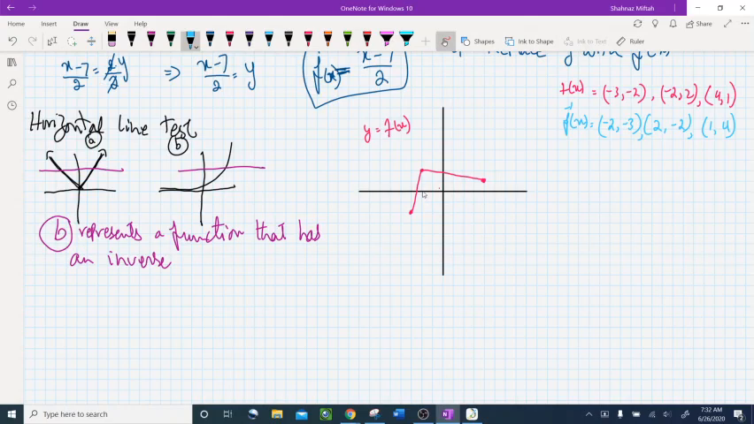-2 and I have -3. 1, 2, 3. I have 2, -2, positive 2 and -2 right there. 1 and 4. So I have 1 and 1, 2, 3 and 4. Okay, now connect the dots. You see, that's the inverse of that. So that's in the blue, it's y equals f inverse. Okay, now this is how you graph the inverse functions, you switch their x and y.